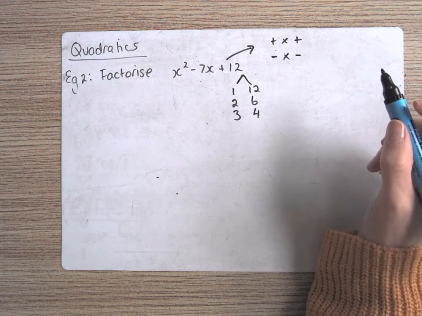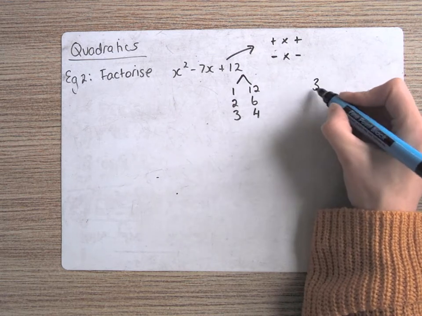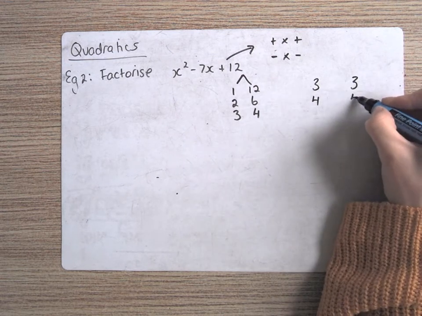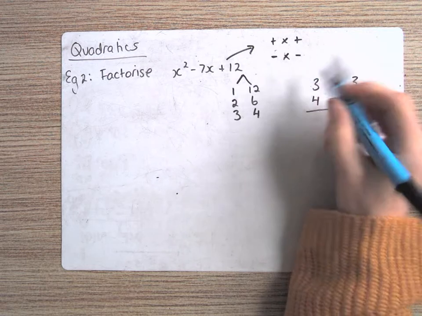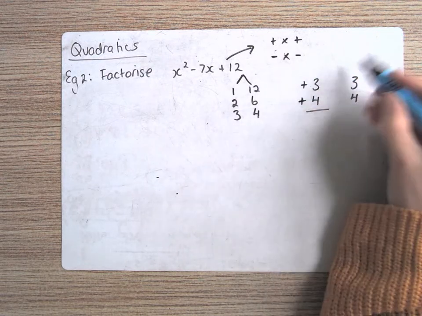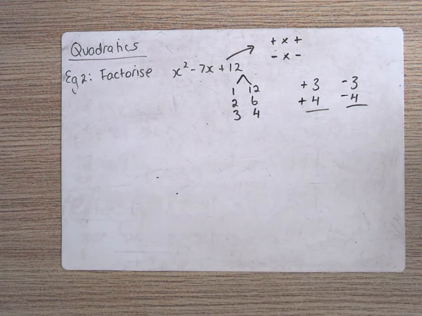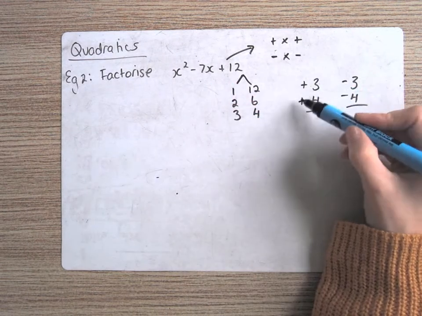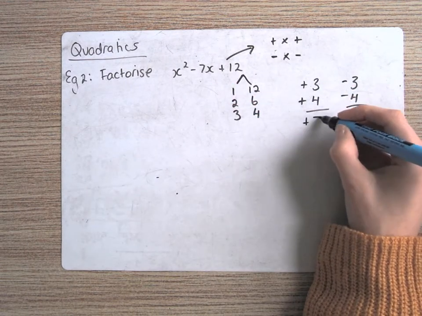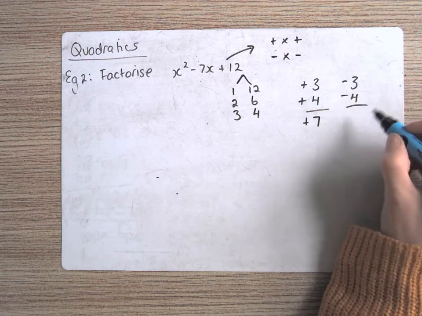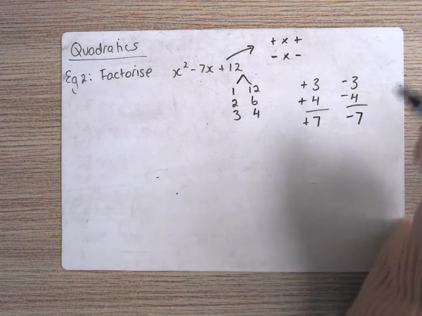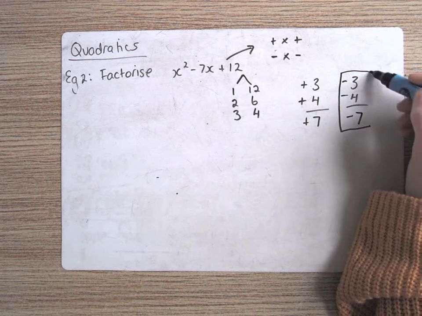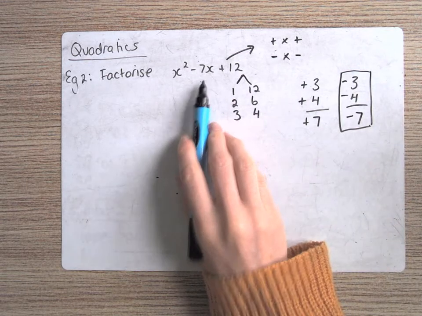So the 3 and 4 is going to give me the 7. This is telling me they can either both be pluses or both be minuses. We need to decide which one works. What's plus 3 plus 4? Plus 7. What's minus 3 minus 4? Minus 7. So which one works? Minus, because I want a minus 7 in the question.